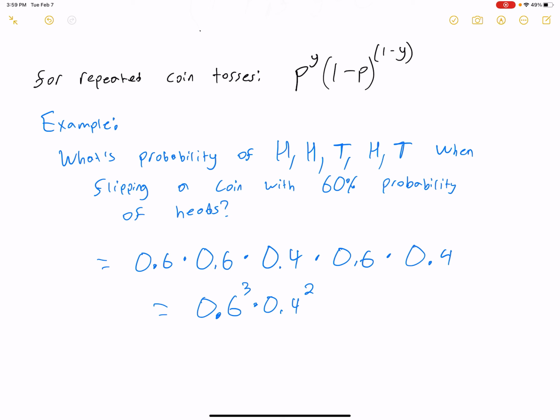Each coin flip is independent. It's kind of a nice review of probability and statistics, but I'm not going to quiz you on that.